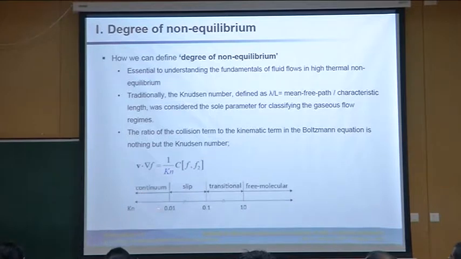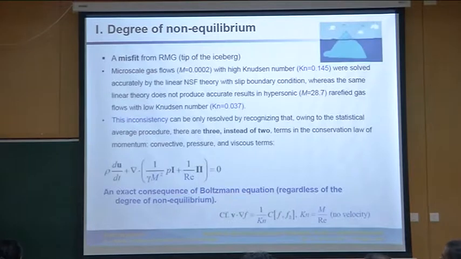So based on that, let's say Knudsen number less than 0.01, we define continuum. And then until 0.1, slip, and then transitional, and free-molecular, and so on. While these classifications are very useful, I will show you we need another quantity. This I call a small misfit, like the tip of the iceberg.